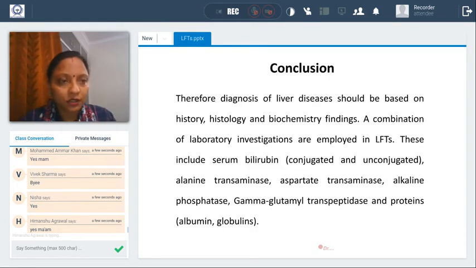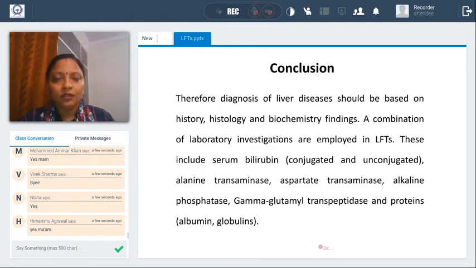So what is the conclusion of today's class, which is about LFTs, liver function test? Therefore, diagnosis of liver disease should be based on history, histology, and biochemical findings, a combination of laboratory investigations. It is an important point here. We suggested a combination of laboratory investigations are employed in LFTs.